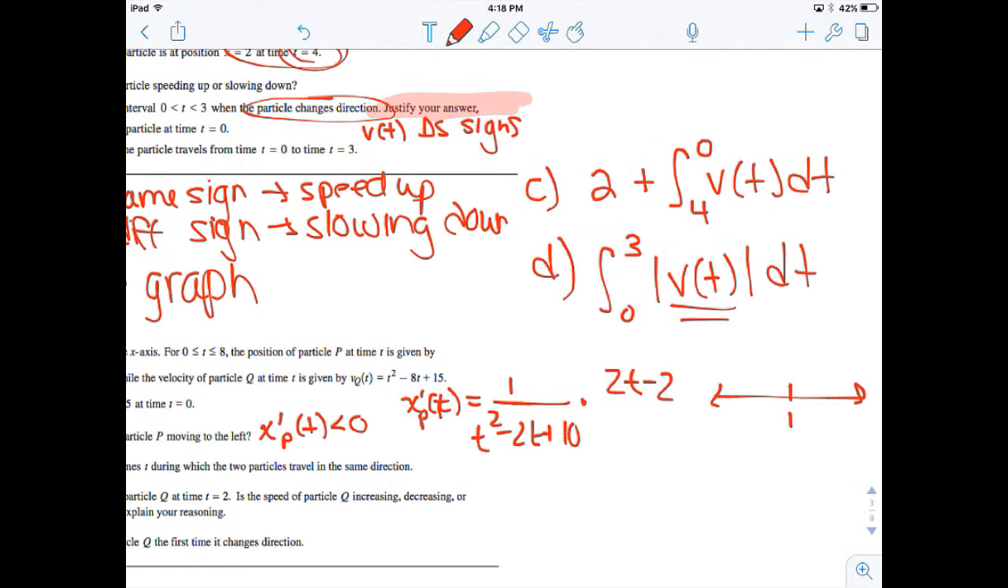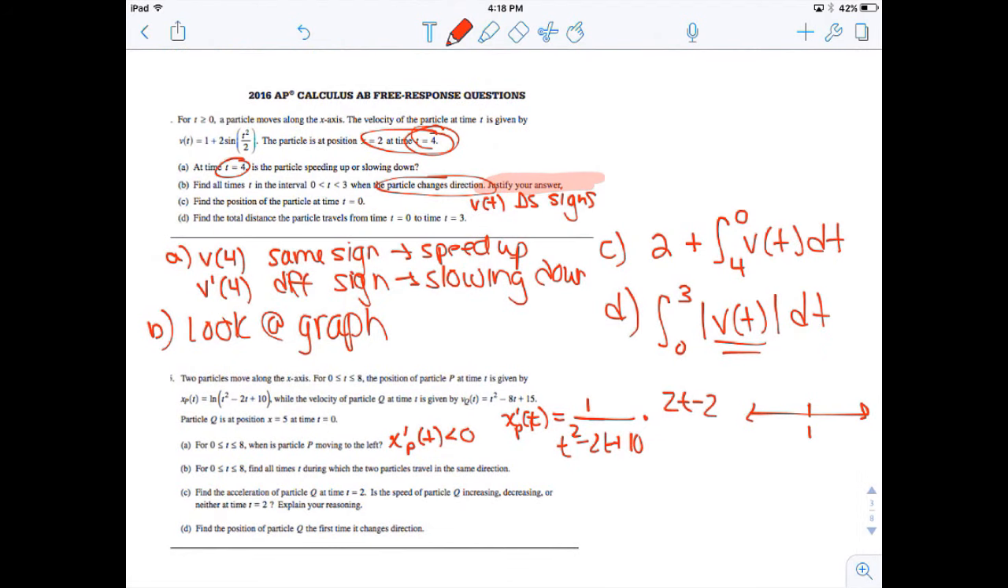And now I'm going to plug into x prime. So that would give me, let's see, to the right of 1, let's say I plug in 2. That would give me 4 minus 4 plus 10 on the denominator. And so this would be positive. And if I plug in 0, I would get negative 2 over 10, which is negative. So particle is moving left anywhere from, they gave me a domain, right, from 0 to 8. So from 0 to 1, right, particle is moving left.